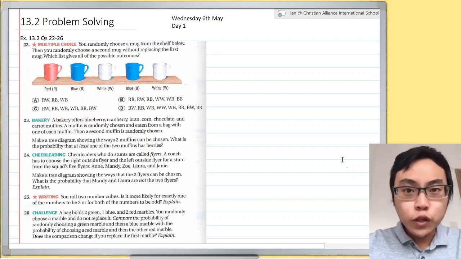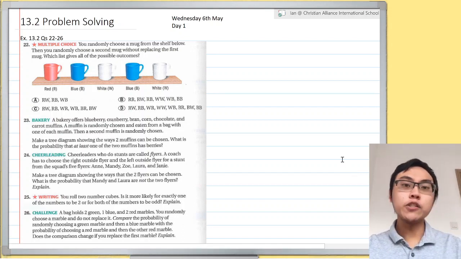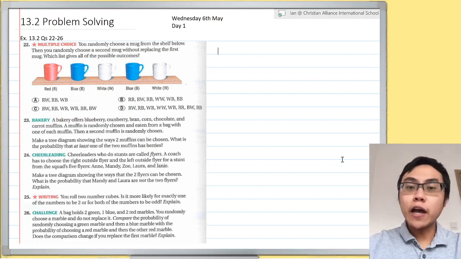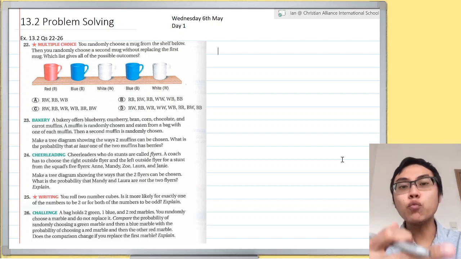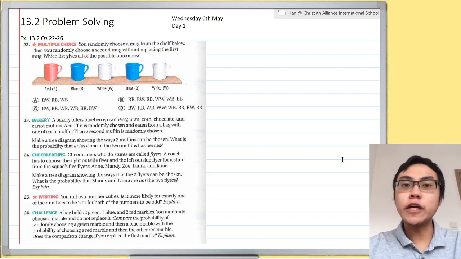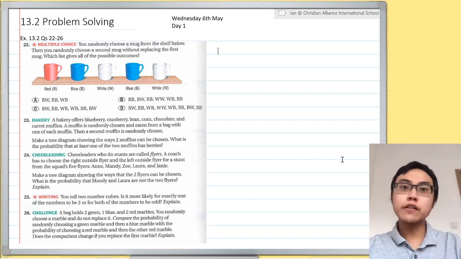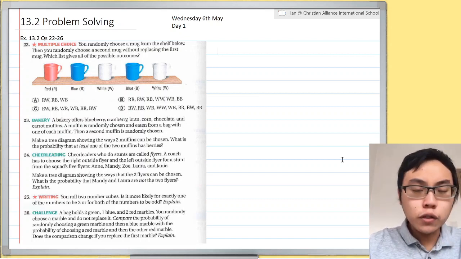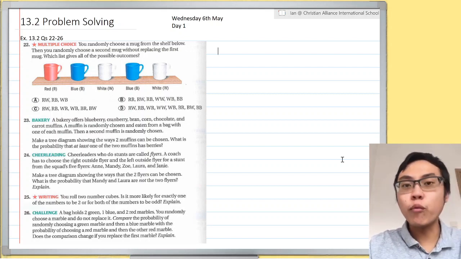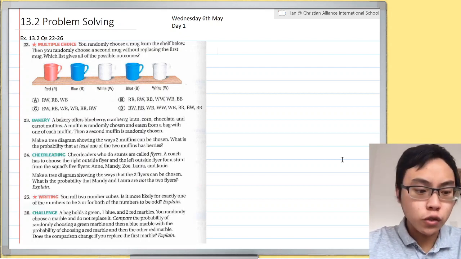So last lesson we looked at tree diagrams, drawing tree diagrams and listing out the total possible number of outcomes, the different ways that we can generate our results by picking different things in our tree diagram. So that's what we did last lesson. Today we're going to look at 5 more problem solving questions.